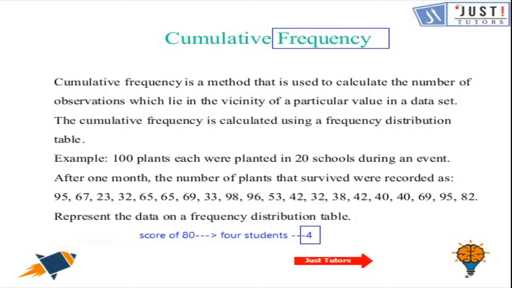Let's try a similar example. Let's imagine if 8 students have a score of 50 in mathematics, then the score of 50 is said to have a frequency of 8. So this time the frequency would be 8.